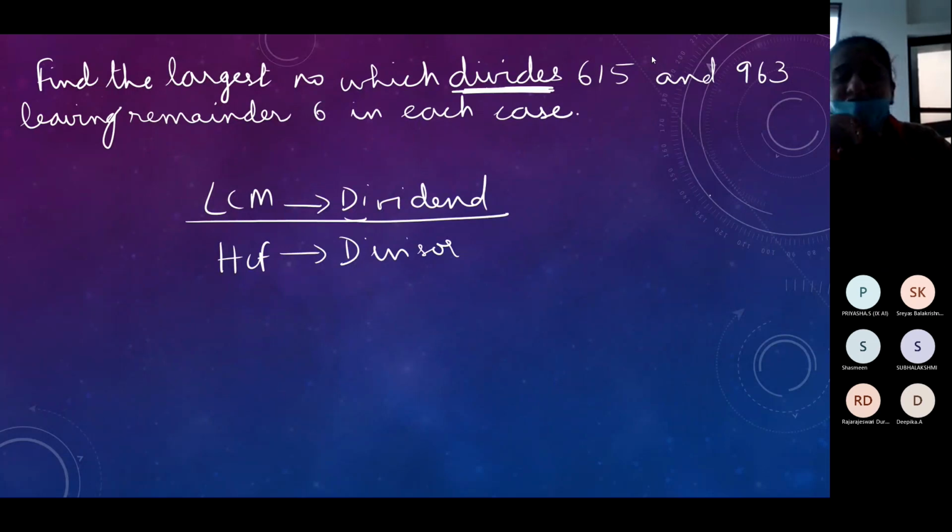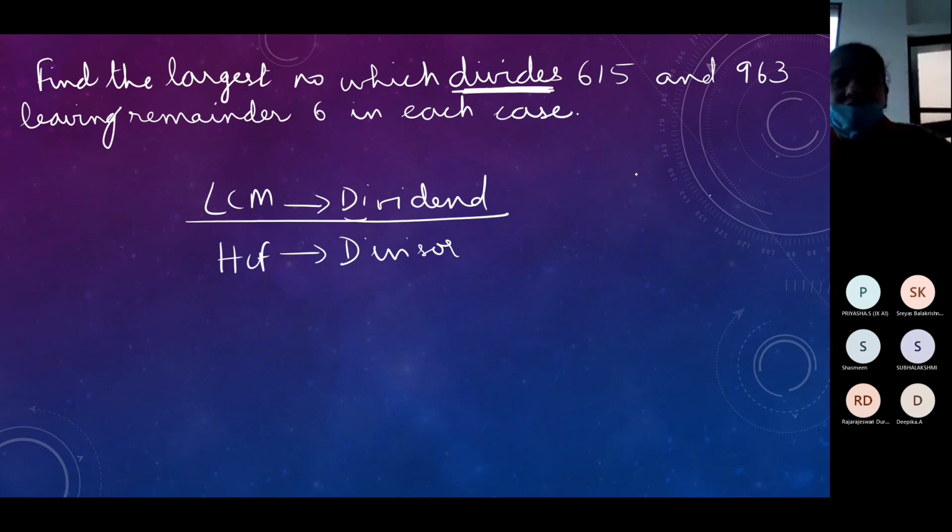But it should leave a remainder of 6 in each case. Whenever you're finding the HCF, subtract the remainders and then find the HCF. If it is the LCM, we'll always find the LCM and then do some add or subtract. Remember that also. Whenever remainders are given to you, if you're finding the HCF, do the subtraction or addition and then find the HCF. If you're finding the LCM, first find the LCM and then do the addition or subtraction. So make a note of that also.